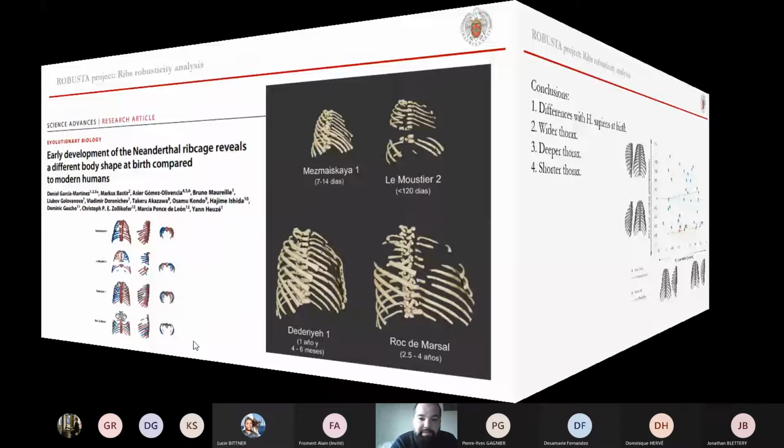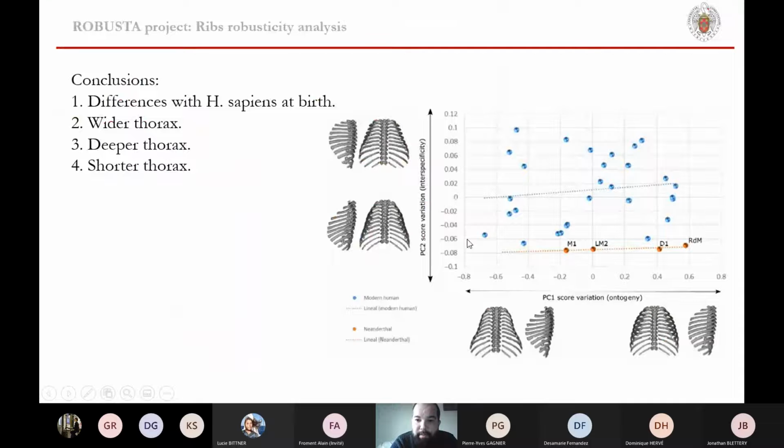In here, you can see a principal component analysis, observing that the trajectories of Neanderthals and modern humans were parallel. But when we compare the average, which is the blue line of modern humans, and the orange line of Neanderthals, you see that there are enough differences between them.